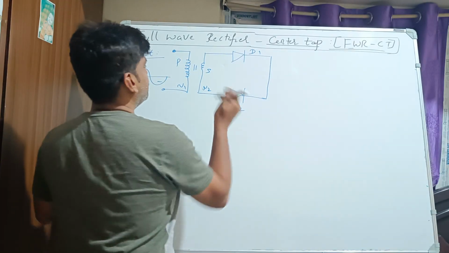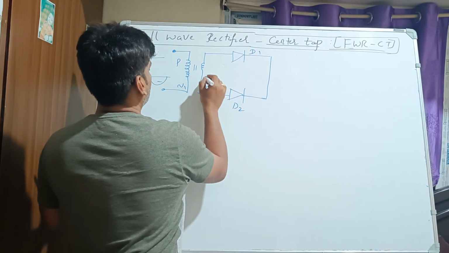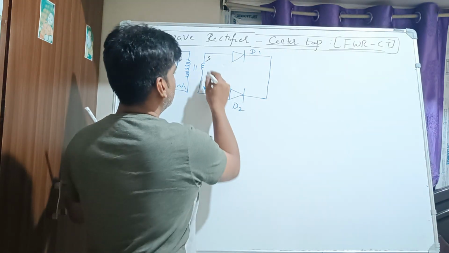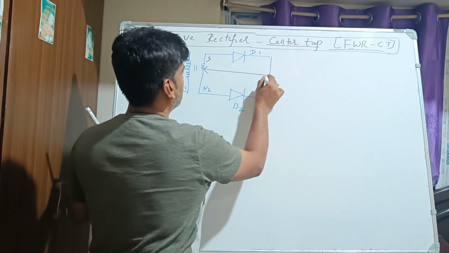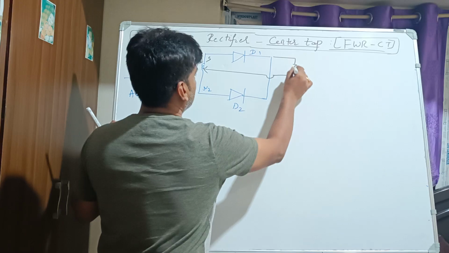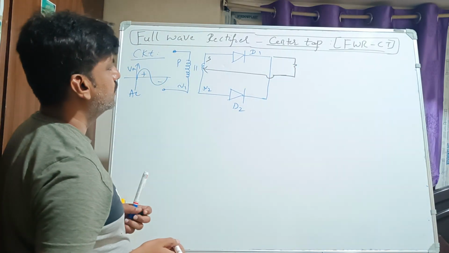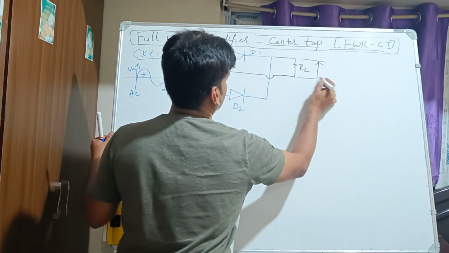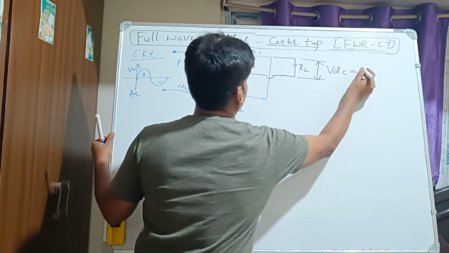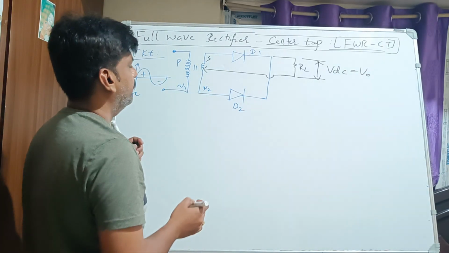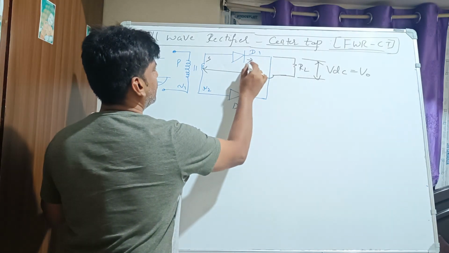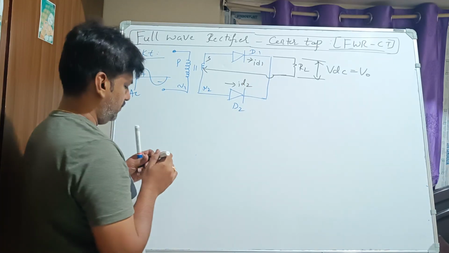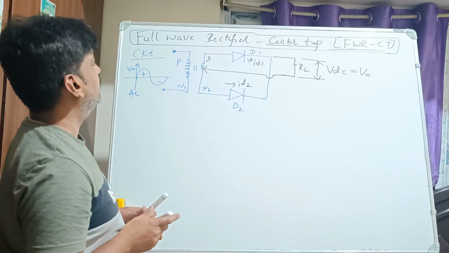Since it consists of two diodes, it is a full wave rectifier, and we should also write the load resistance here, which is tapping the center of the transformer. So I will mention it as load resistance RL. Here we will measure VDC, that is V output. The current which passes through the first diode I will mention as ID1, and through the second as ID2. So this is the circuit arrangement of the center tap full wave rectifier.